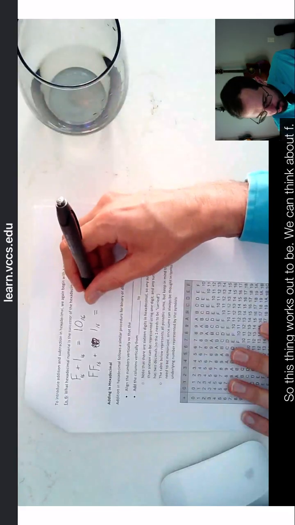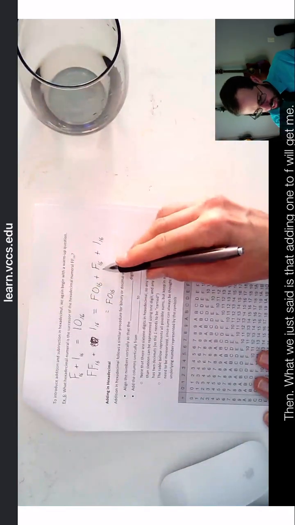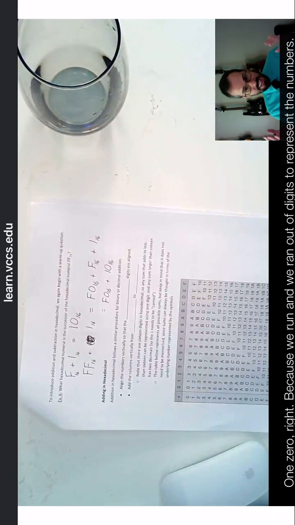So this thing works out to be, we can think about F, let me split it apart. FF is a 15 in the 16s place, if you want to think about it that way, and then a 15 in the 1s place. So I can write that this way. So that's this part of the number. If we add 1 to that, then what we just said is that adding 1 to F will get me 10, because we ran out of digits to represent the numbers, so we have to go to the next thing.